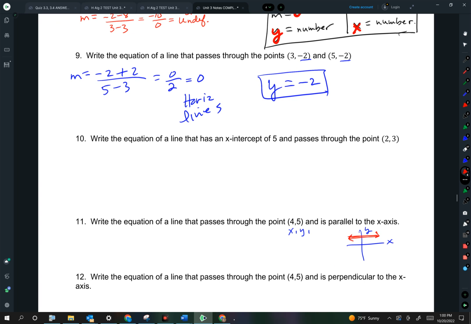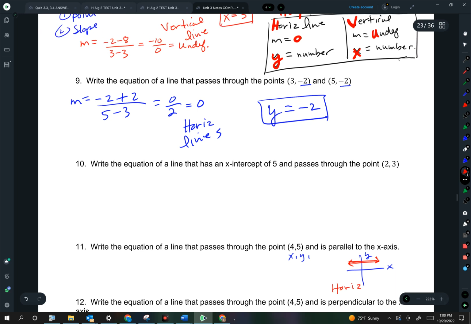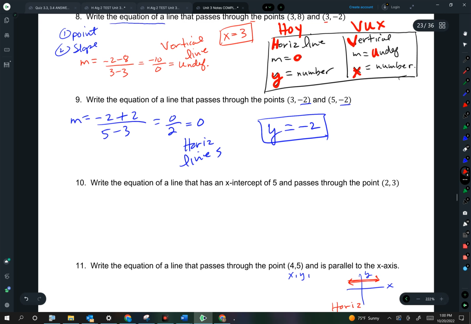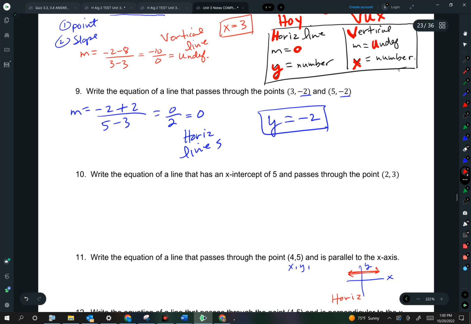Hey, doesn't this have to be a horizontal line? And if it's a horizontal line, look at your chart, what do we automatically know the equation is? Horizontal, isn't it? y equals. So the equation of this line is y equals something. Well, what does y equal? You've got the point 4, 5. The y is 5. That is the equation of the line.